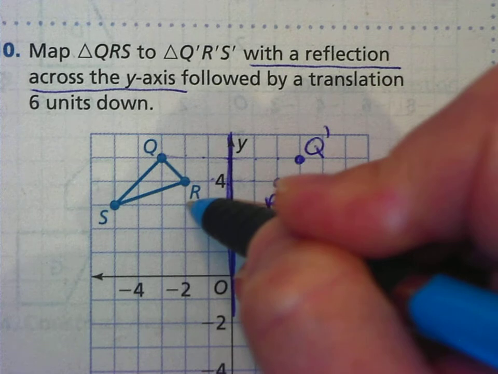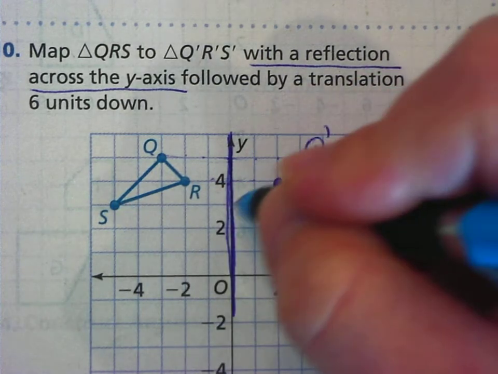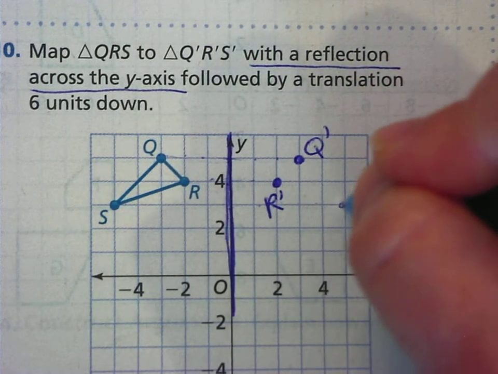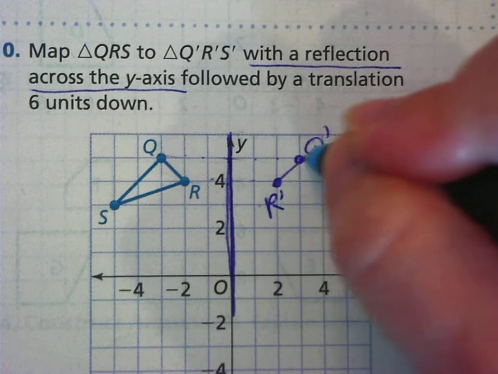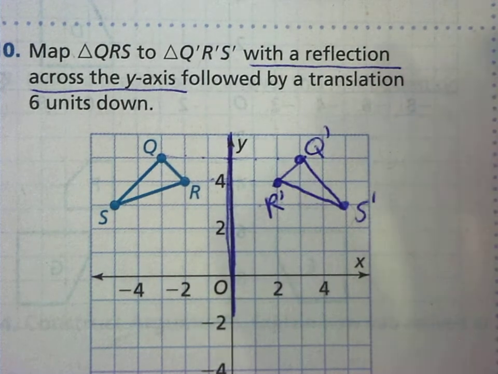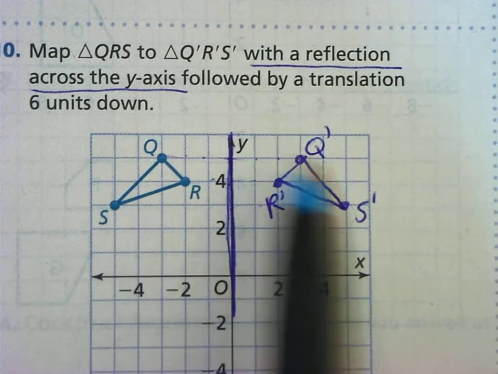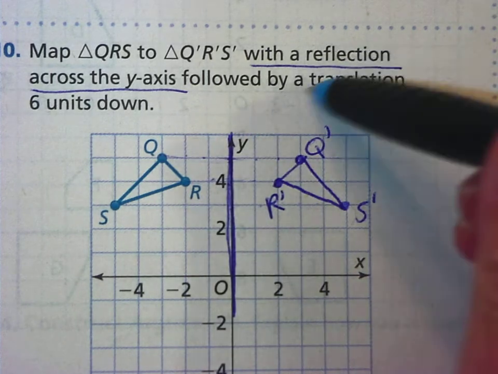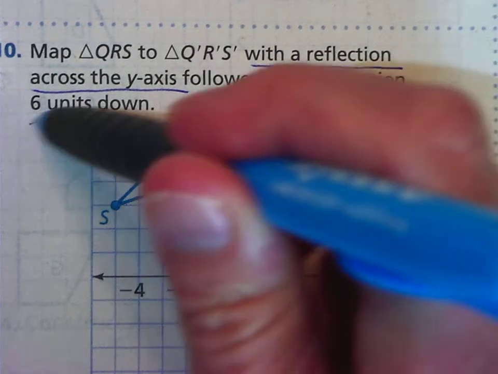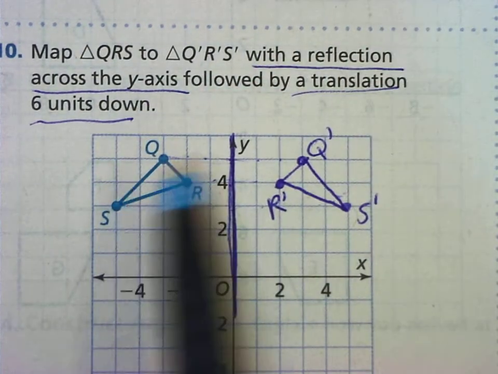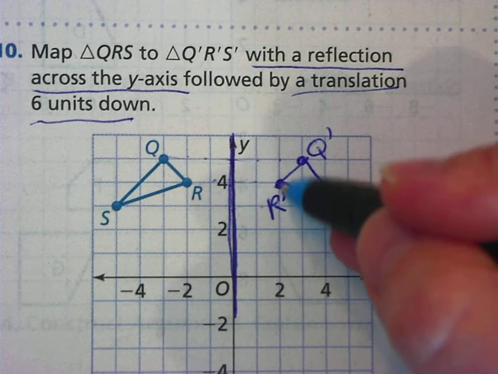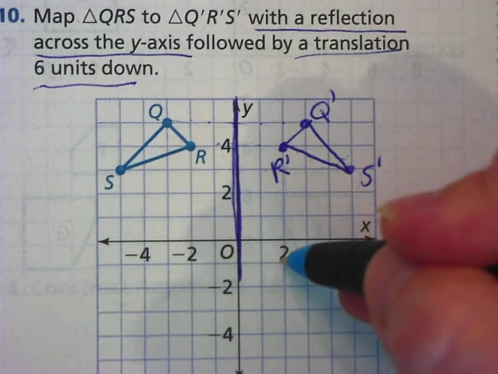And then S is 1, 2, 3, 4, 5 units to the left. Go 1, 2, 3, 4, 5 units to the right. S prime. So that is the first part of the sequence done. We reflected over the y-axis. Now we're going to translate this figure 6 units down. So first you reflected over the y-axis, and then you translate each one of these points 6 units down.